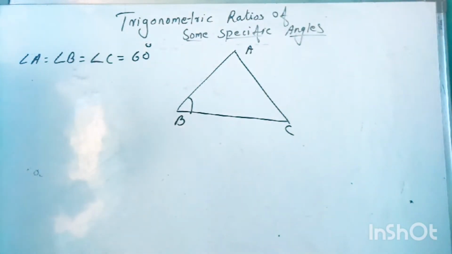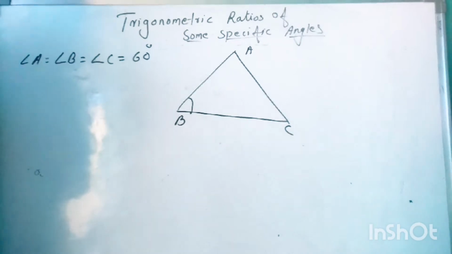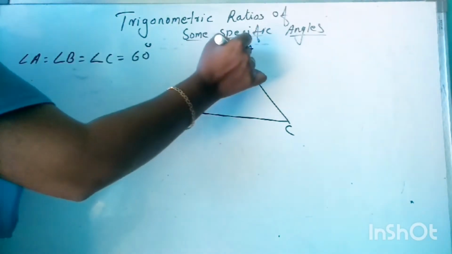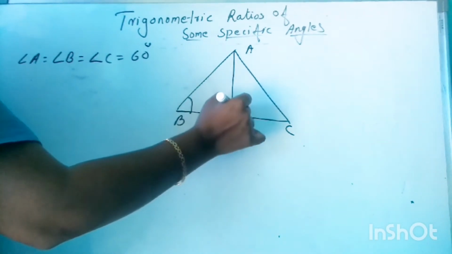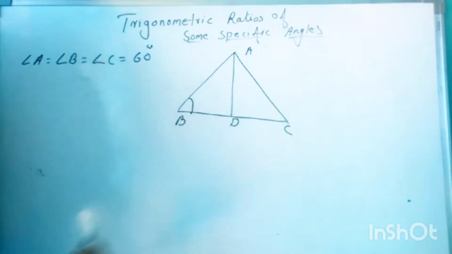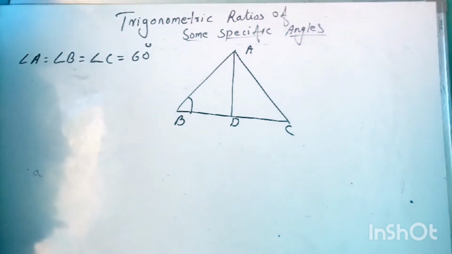Angle A is equal to angle B is equal to angle C, equal to 60 degrees. Now draw the perpendicular AD from A to the side BC. Okay, so AD is a perpendicular.